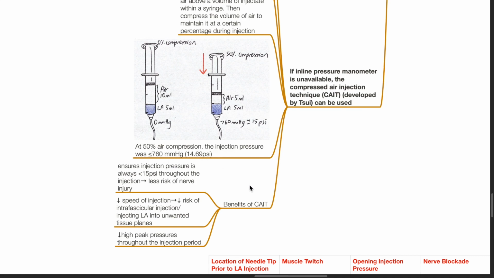Benefits of CAIT: ensures injection pressure is always less than 15 psi throughout the injection, less risk of nerve injury. There is reduced speed of injection, and this reduces the risk of intravascular injection or injecting LA into unwanted tissue planes. There is decreased high peak pressures throughout the injection period.